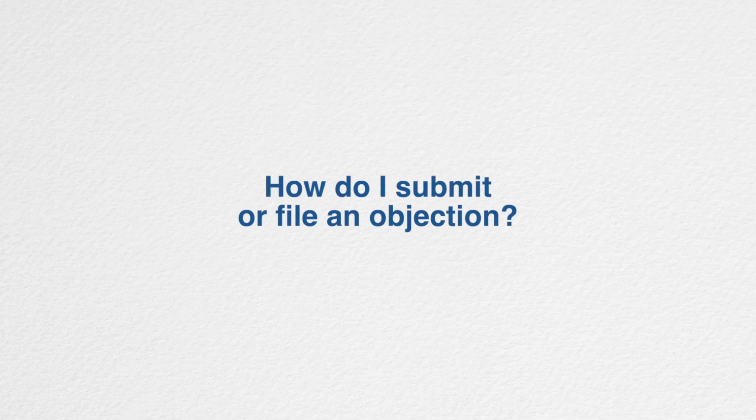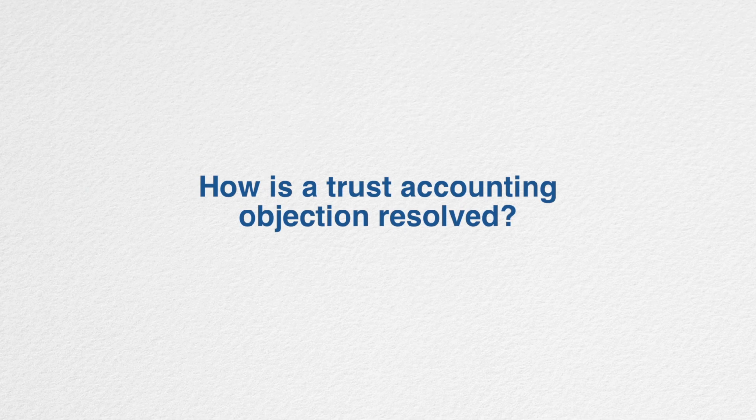How do I submit or file an objection? To file an objection to an accounting, we recommend that the heirs or beneficiaries contact an experienced trust litigation attorney to review the accounting and advise what objections should be made and when. The attorney will help them prepare the objection and either submit it to the trustee for resolution in the case of an informal accounting, or file it in the county probate court where the trustee resides and the administration is taking place.